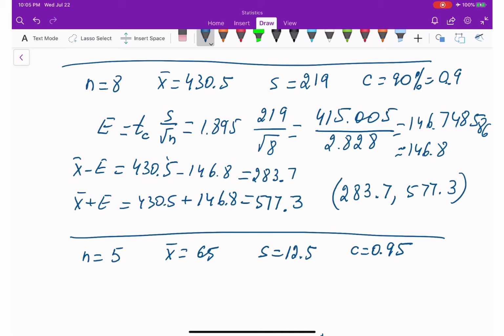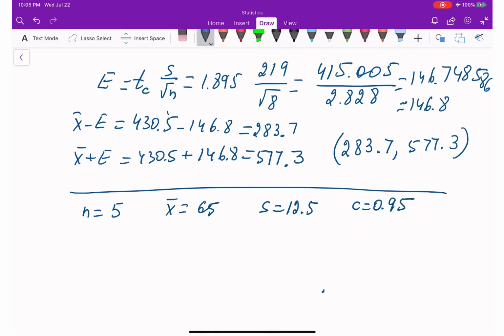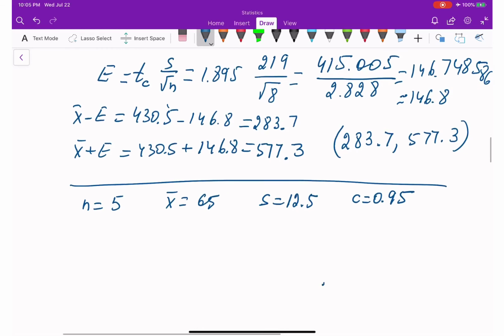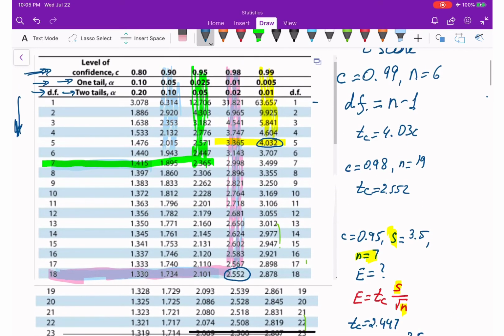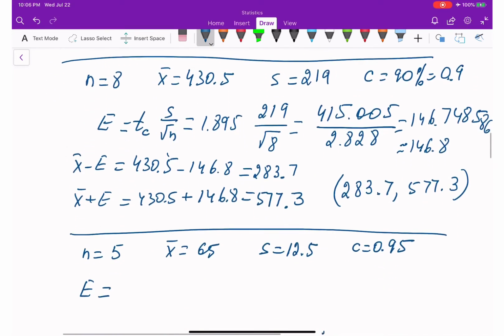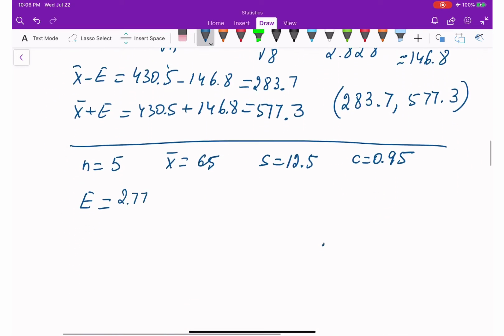Okay, so margin of error and interval, same thing. Margin of error is equal to t-critical. Let me find 0.95 and 5, which is going to be degrees of freedom 4. For 0.95 it's coming here as 2.776. So it's going to be 2.776 times s, which is 12.5, over the square root of 5, right?